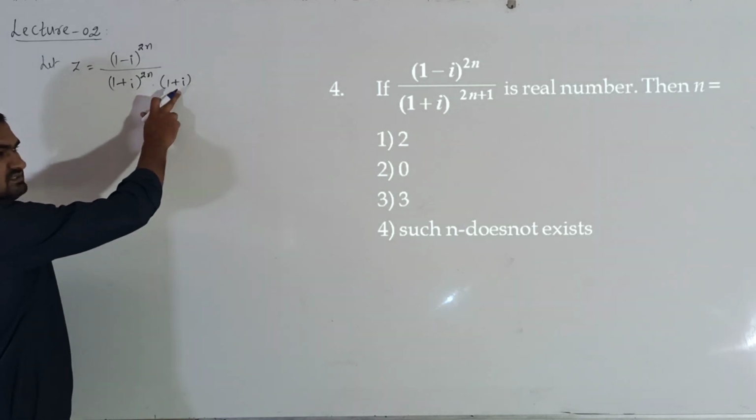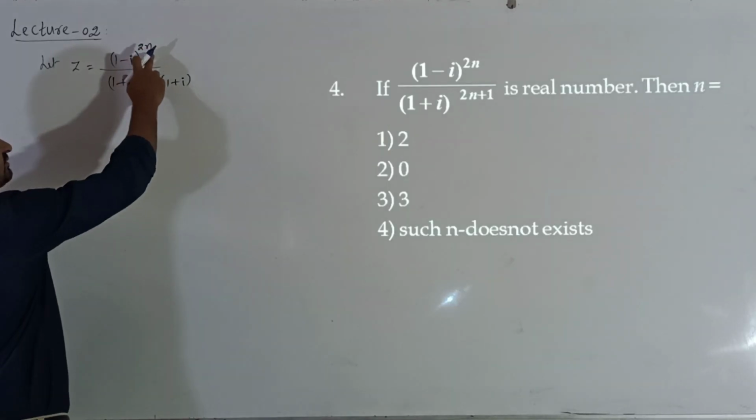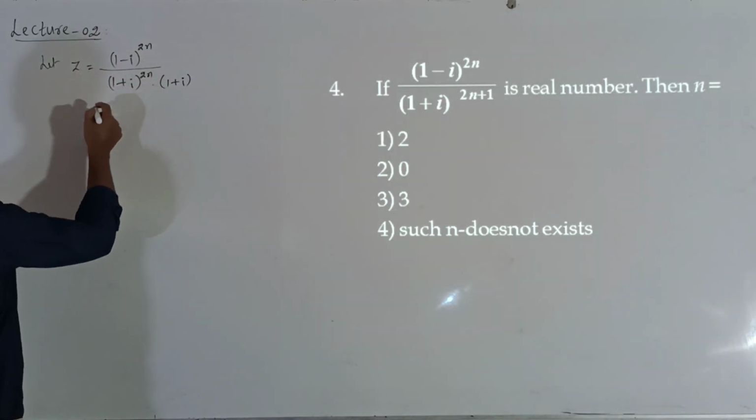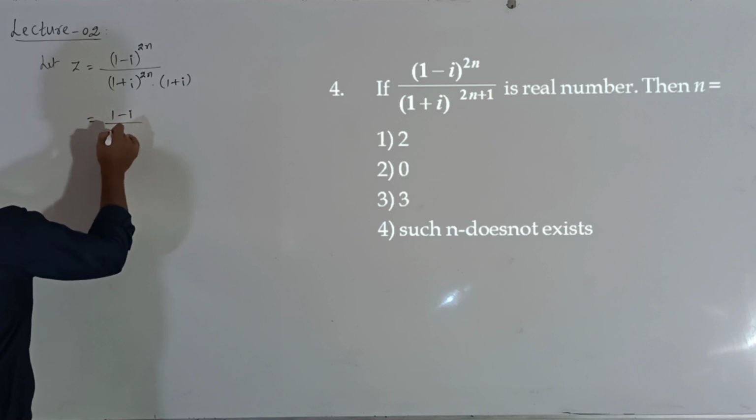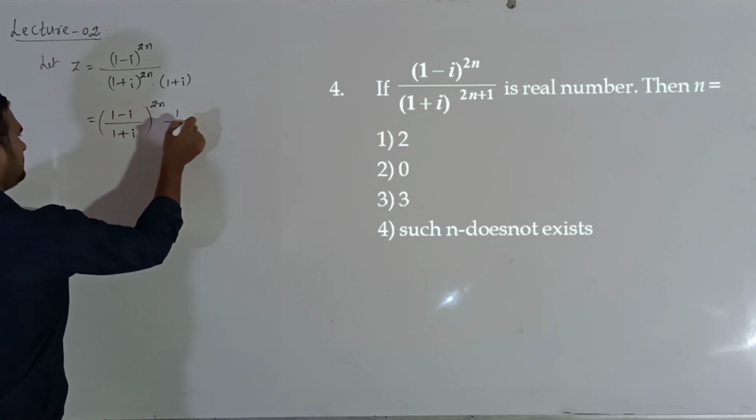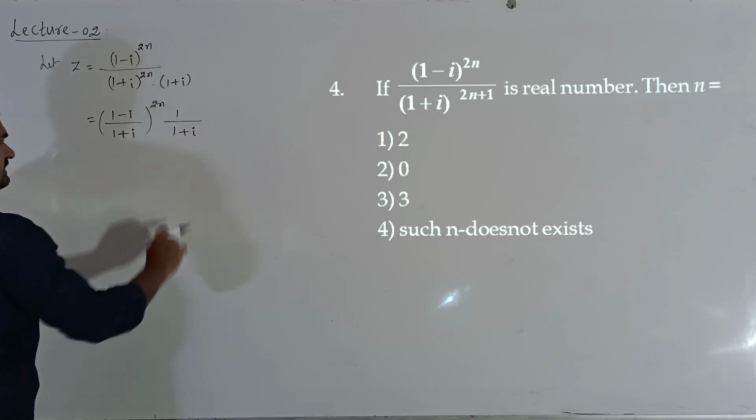Denominator I can write like this. Why am I writing like this? Because the numerator power is 2n, so the denominator power is also 2n. Then we can write it as (1 minus i divided by 1 plus i) whole to the power of 2n into 1 by 1 plus i.